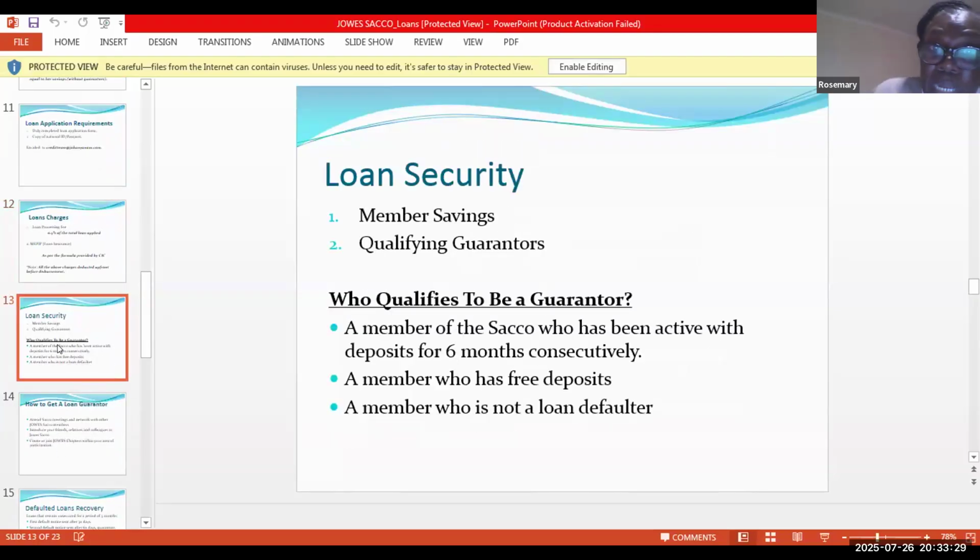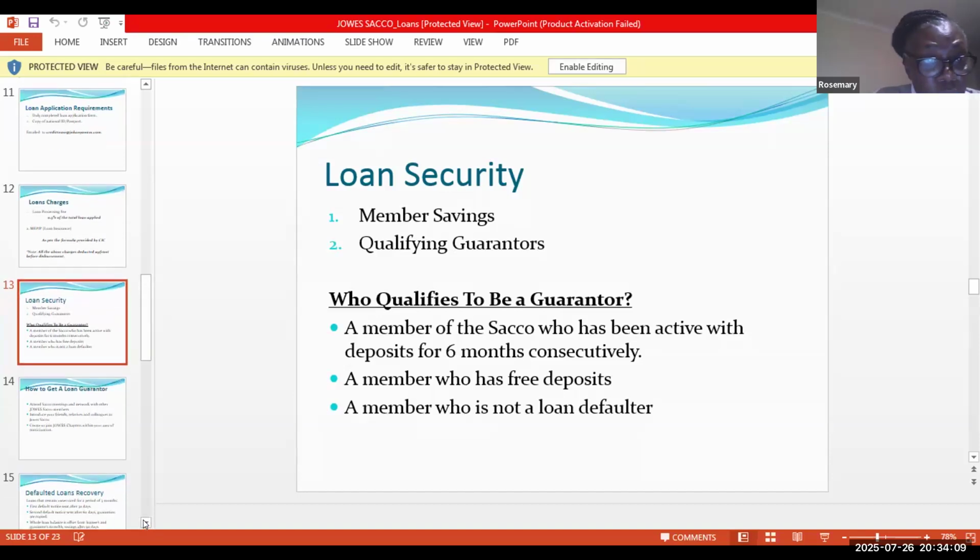Then to apply for the loan, what are the securities that we require? According to what we are doing now, one, your savings. Your savings determine how much loan you can take. If you want to take more than you have, then you can get guarantors. Who qualifies to be your guarantor? Your guarantor has to be a Sacco member who has been active for the last 6 months and has paid consistently. Your guarantor should also have enough deposits to be able to guarantee you, and should not be a loan defaulter. How do you get a guarantor?